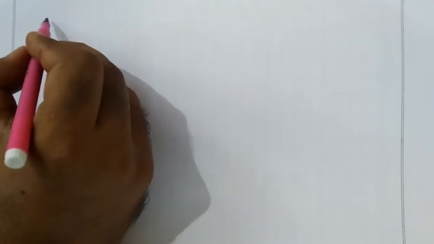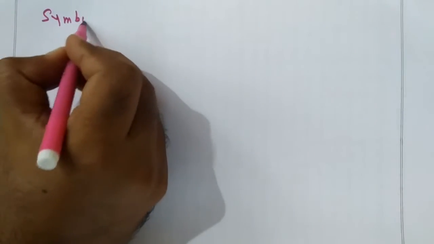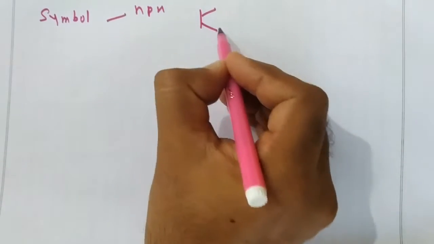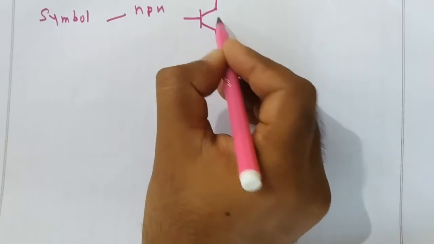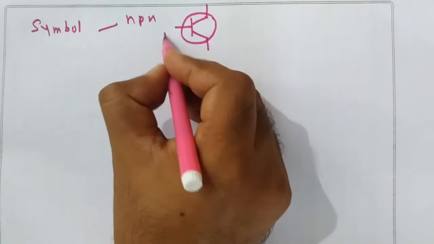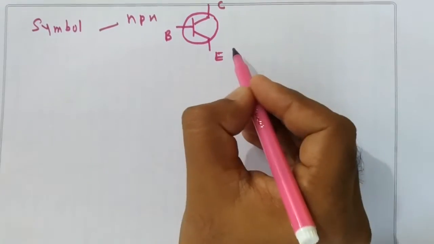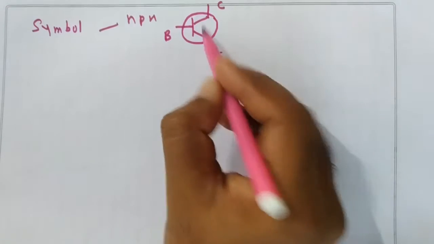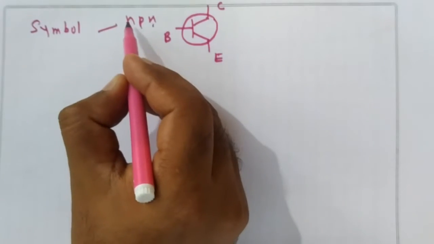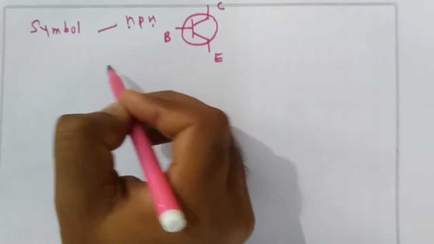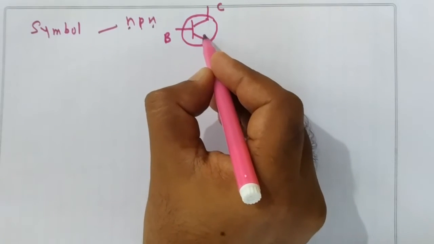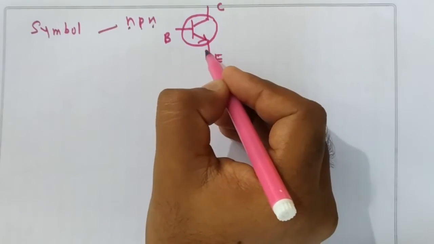The symbol of a transistor. A NPN transistor, it is like this. This is the base, this is the collector, this is the emitter. Now collector and emitter are of same type. See, here this is the emitter, this is the base, and this is the collector. Now collector and the emitter are of same type. Now how to differentiate? By having an arrow. You connect an arrow to the emitter always.